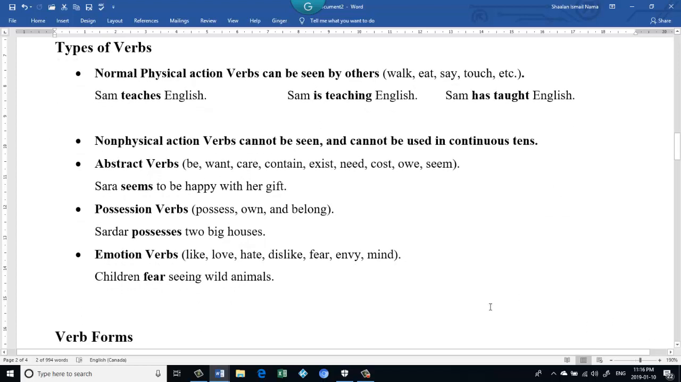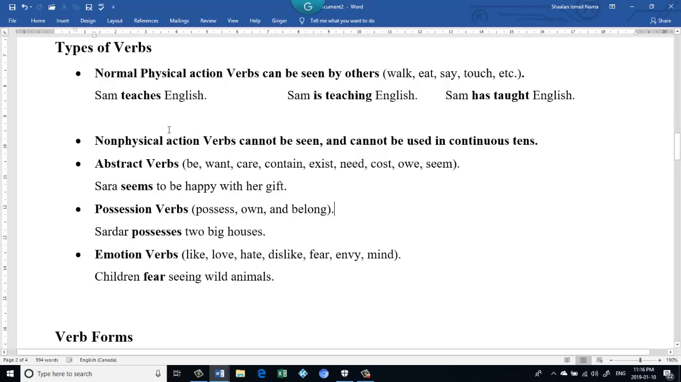Could be a verb, like an action verb: teach, maybe walk, eat, say, touch. Or maybe it could be an auxiliary verb, like here we have it, is. Or maybe here, because we have taught, has. And different kinds of verbs you could have here.